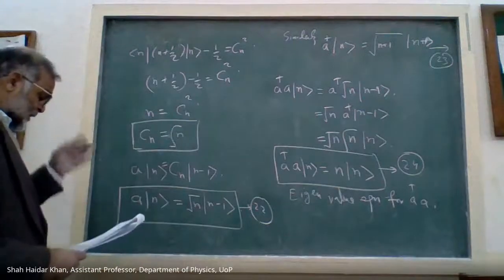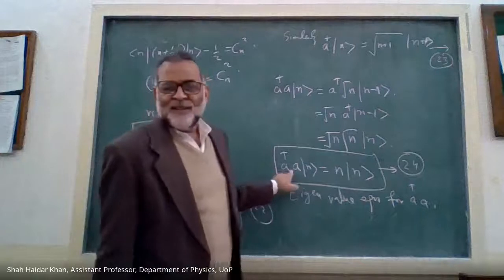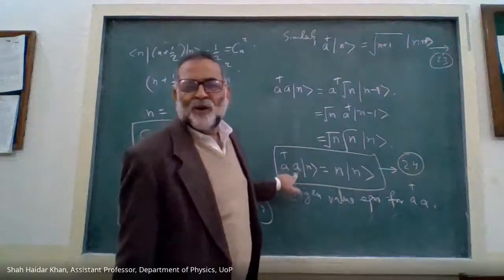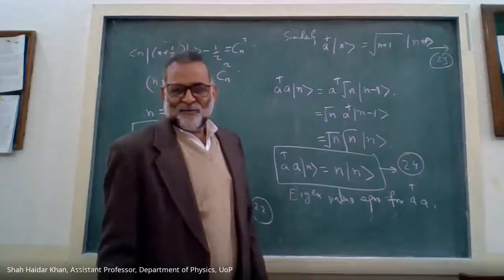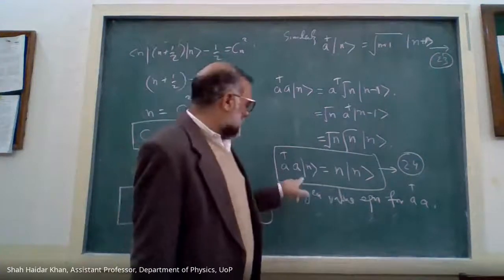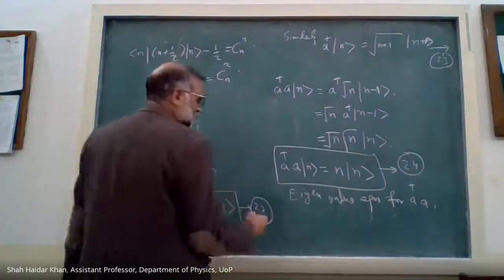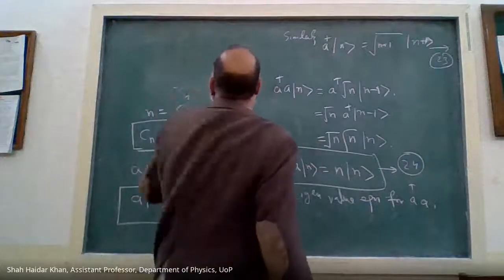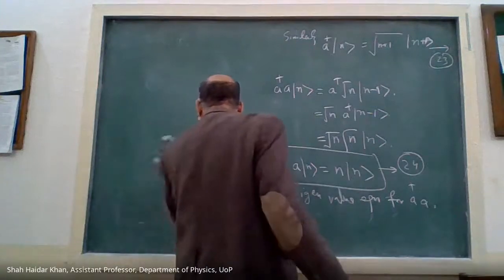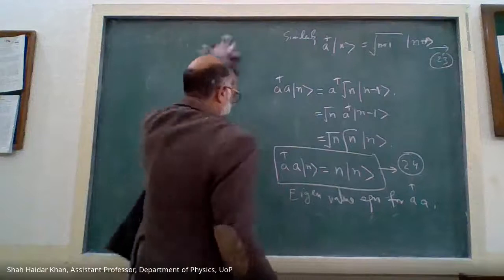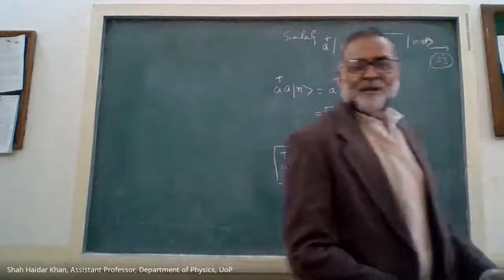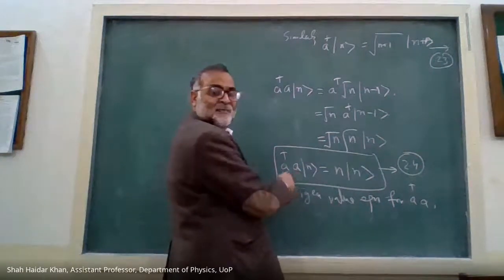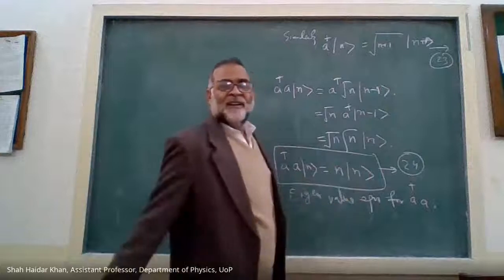Since the eigenvalue of this a Dagger a is a number, we can call this a number operator. It is an operator which produces numbers. These two operators together applied on a state give you the same state, but with an eigenvalue that is a number.